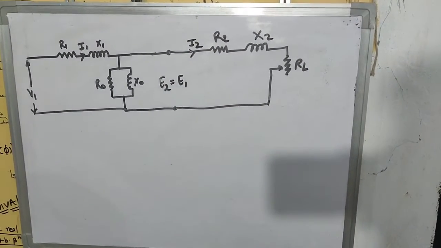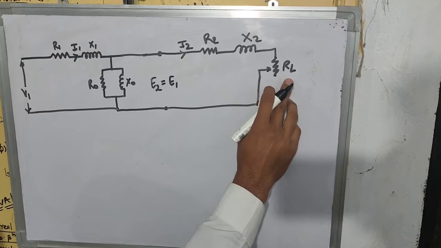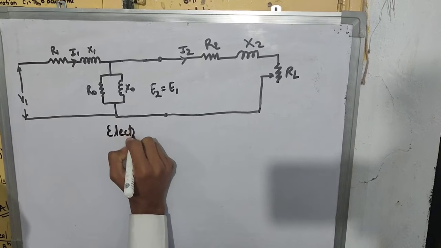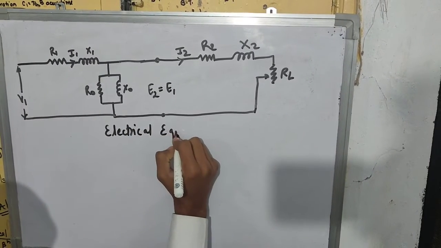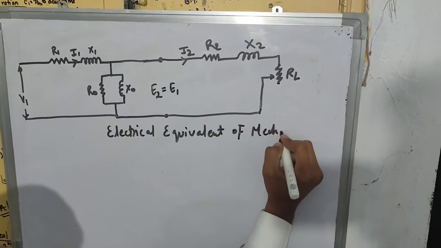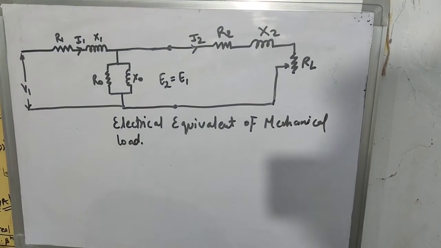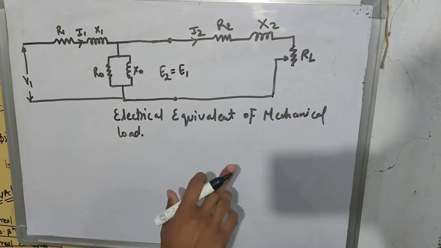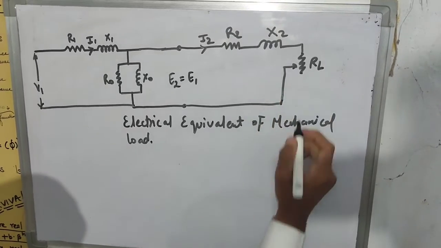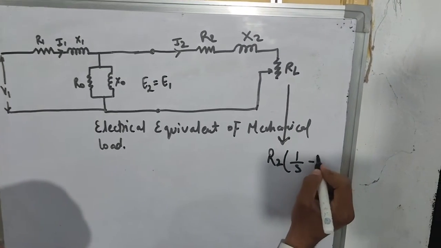So this RL is the variable load resistance, representing the electrical equivalent of mechanical load. In other words, mechanical load in an induction motor can be represented by a non-inductive resistance of the value RL, which is R2 (1 upon S minus 1).